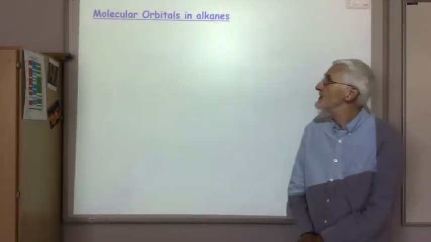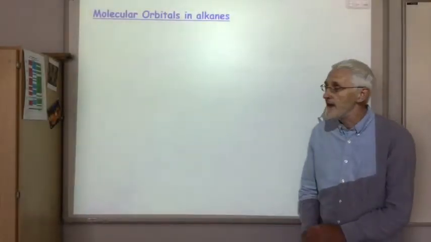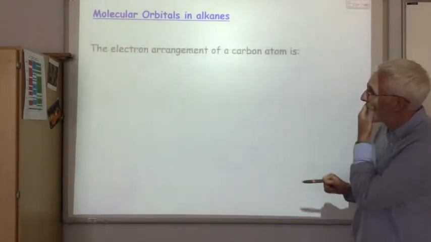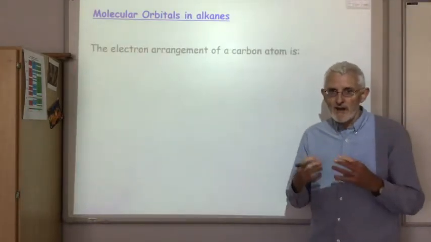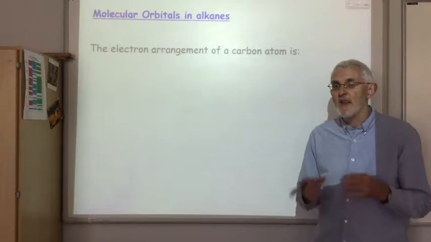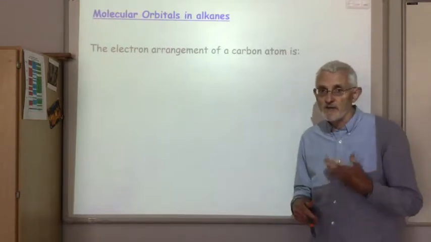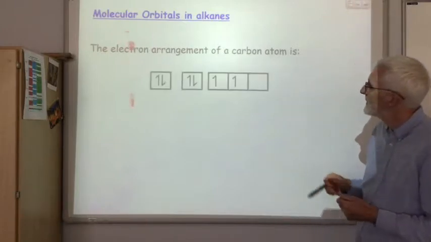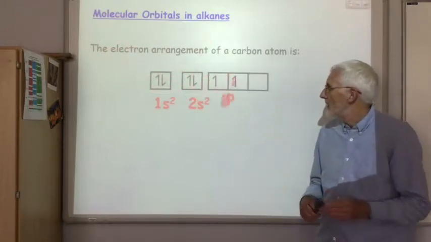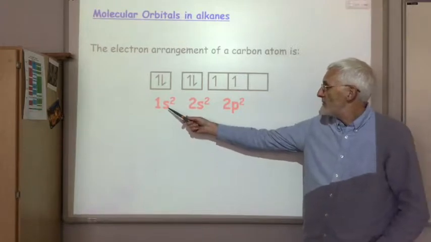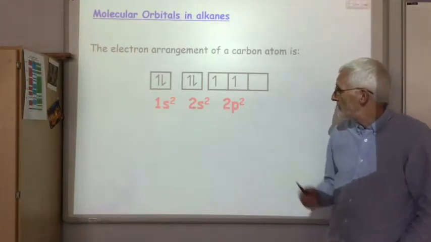So, let's look at the molecular orbitals in alkanes. And before we do that, let's go back and look at the electron arrangement and the atomic orbitals in just our ordinary carbon atom. A carbon's got 6 electrons, so it's got an electron arrangement of 1s2, 2s2 and 2p2.